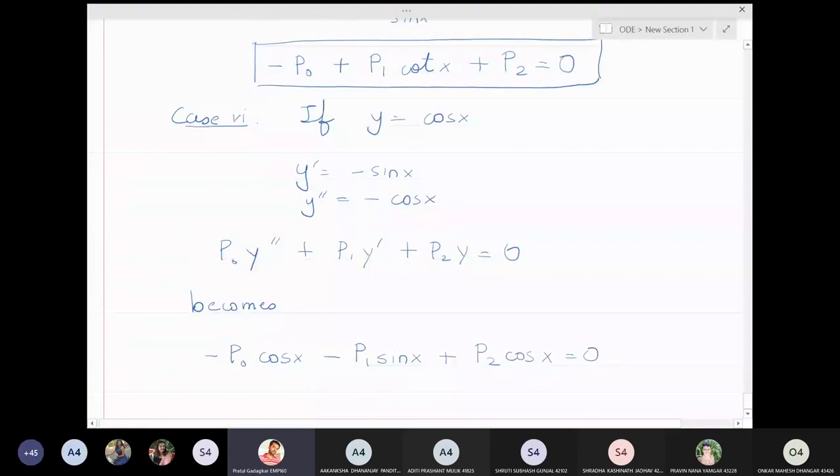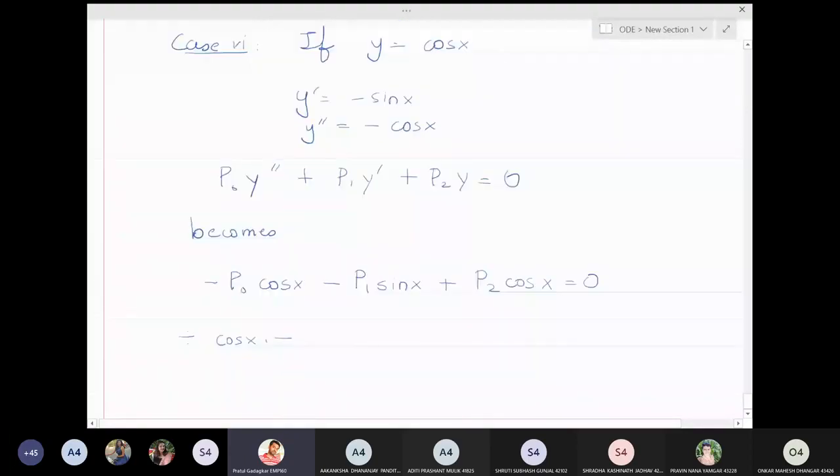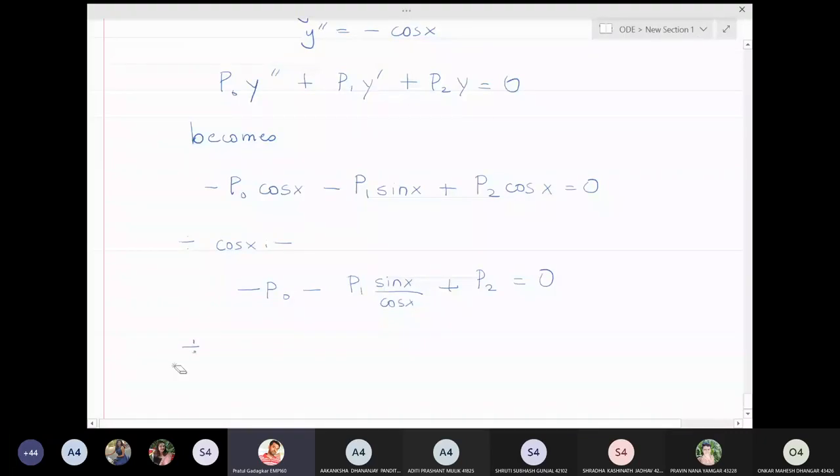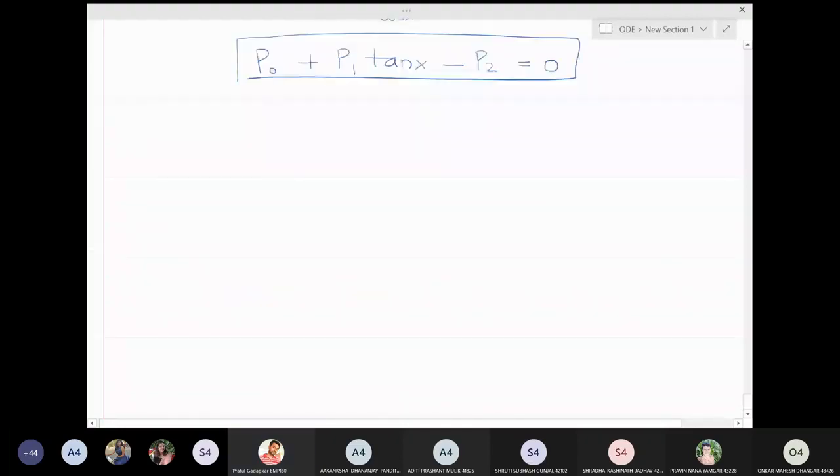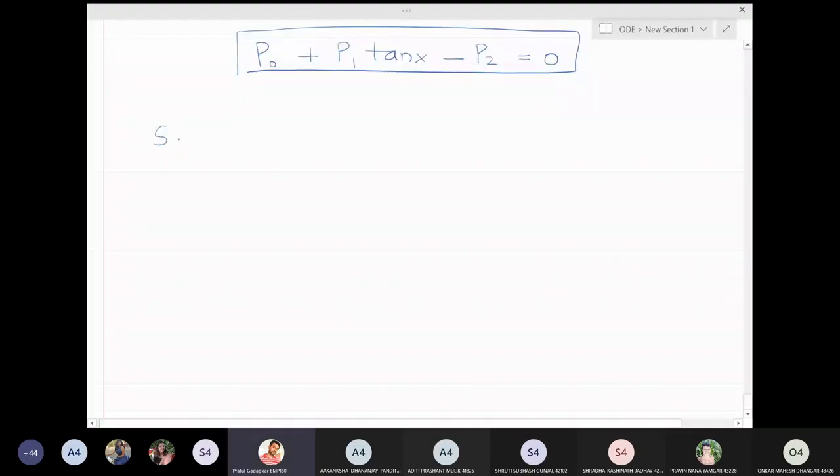I will get minus p0 minus p1 sin x by cos x, okay, plus p2 is equal to 0. So if I multiply by minus 1, this will become p0 plus p1 tan x minus p2 is equal to 0. Okay, so what is the conclusion of all these calculations? Let me now make a small chart. So what was the summary? What is the summary of all this?